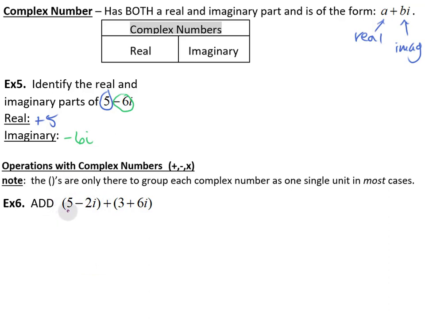Are you ready? We're going to start with the real parts, and we're going to add the real parts. 5 plus 3 is 8. Then we're going to come back for the imaginaries, negative 2i and positive 6i, and we're going to add the imaginaries, which gives us positive 4i. But we have to make sure the real is first and the imaginary is second. And there we go: 8 plus 4i. That's our answer.